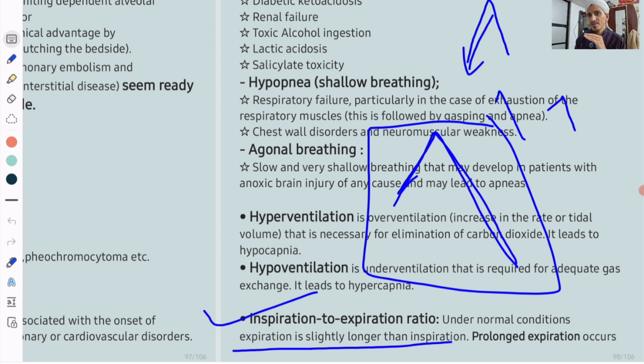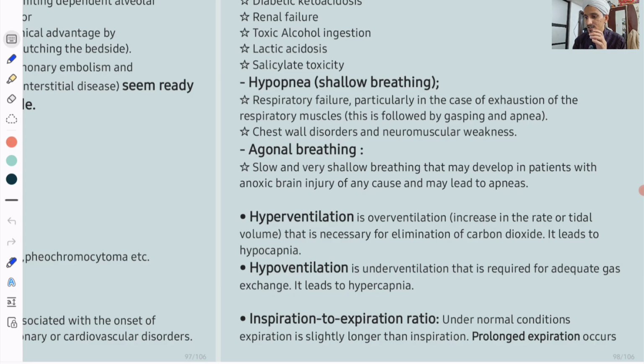In shallow breathing, the patient will have shallow breaths. And in normal breathing, the expiration is slightly longer than inspiration, and there will be no gap between inspiration and expiration. This is normal breathing, remember. If this is inspiration and this is expiration, the inspiration will be short compared to the expiration, and there will be no gap. Remember this one.